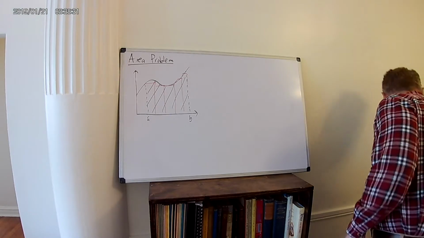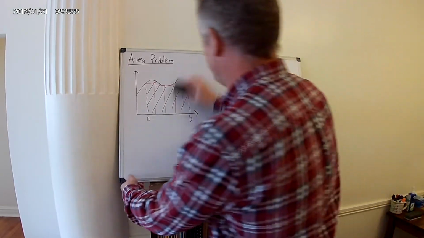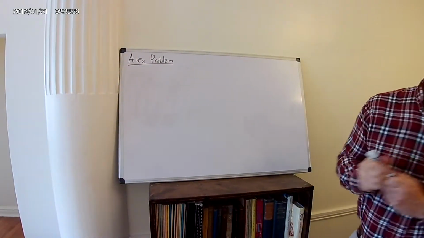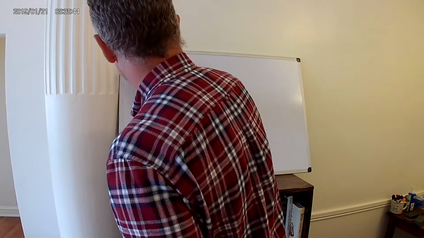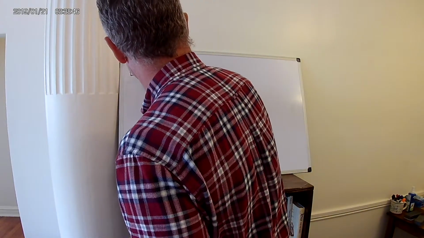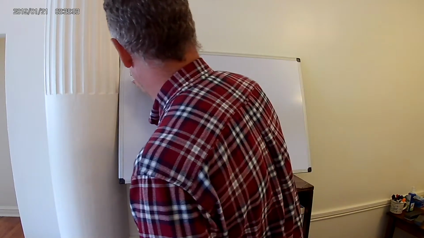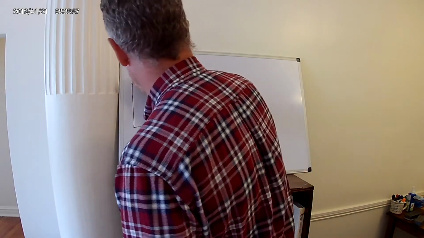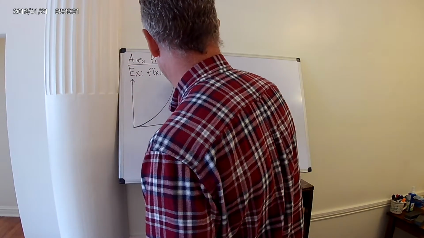So what I want to do is consider a specific example, and we'll see a little more precisely how this works. The example I want to consider is the function f of x equals x squared. We're going to consider this function in the region from 0 to 1. So I'm going to create a graph of this function in this region. And this is obviously a parabola, and it's growing like this.